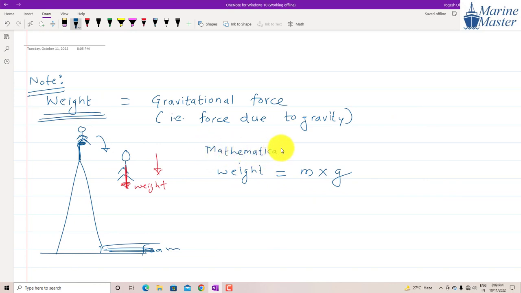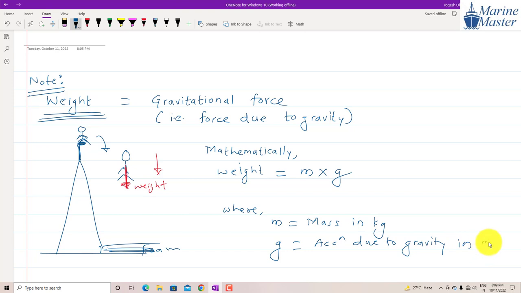Mathematically, weight is equal to m into g, where m is mass in kilogram. g means acceleration due to gravity. What is the meaning of g? Acceleration due to gravity, in meter per second square, and its value is 9.81 meter per second square.